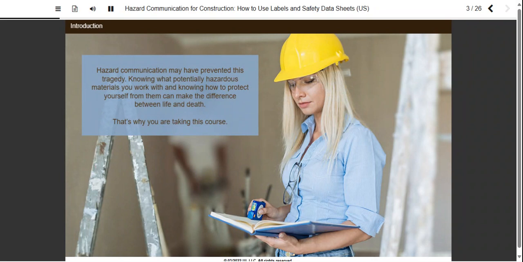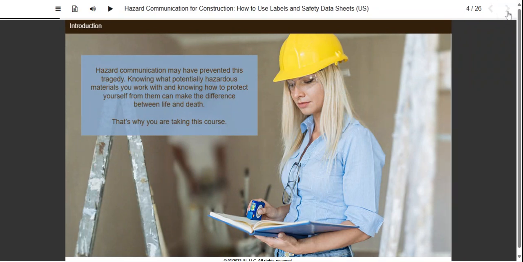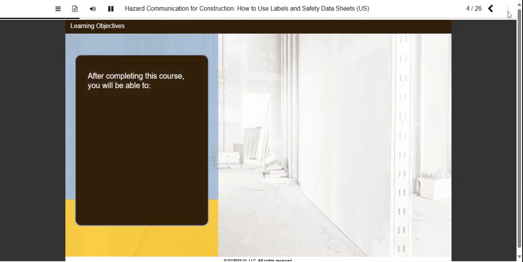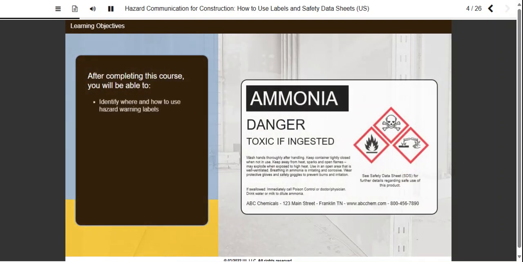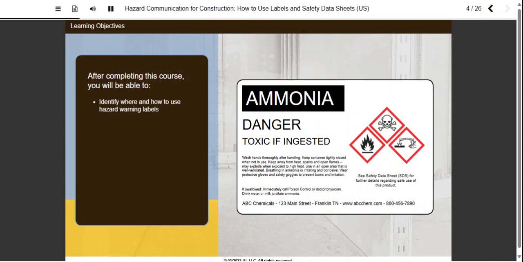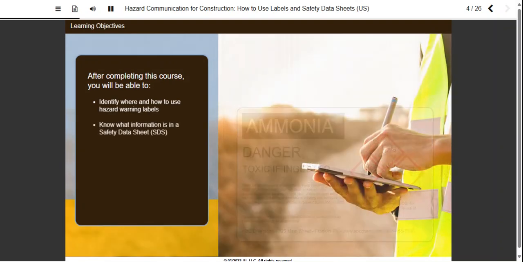That's why we have hazard communication programs, and that's why you're taking this course today. After completing this training, you'll be able to identify where and how to use hazard warning labels and know what information is in a safety data sheet.